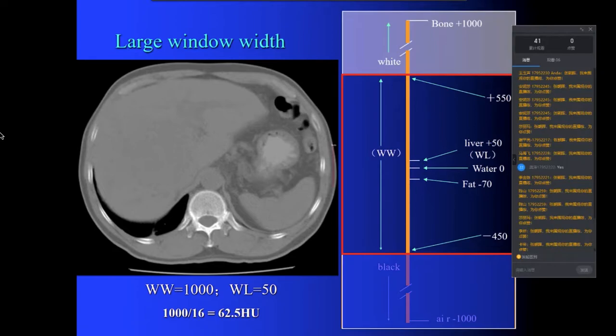So when you use the same window level but a large window width, like this one with a window width of 1000 and a window level of 50 Hounsfield units, the single grey scale step that can be resolved by our eyes represents 62.5 Hounsfield units. That's much higher than the CT number difference between the normal liver and HCC, which we just discussed on the earlier slides. So this single grey scale step is too large, and therefore there is obscure contrast between the tissues, and for this reason you cannot see HCC.